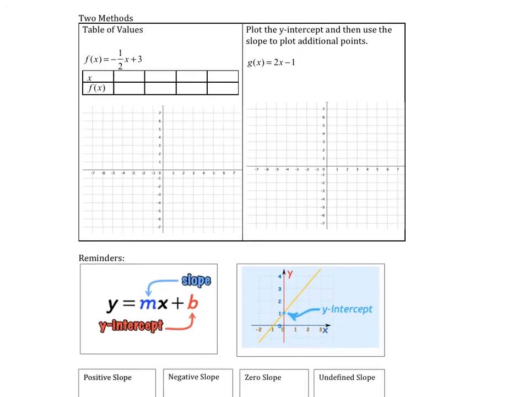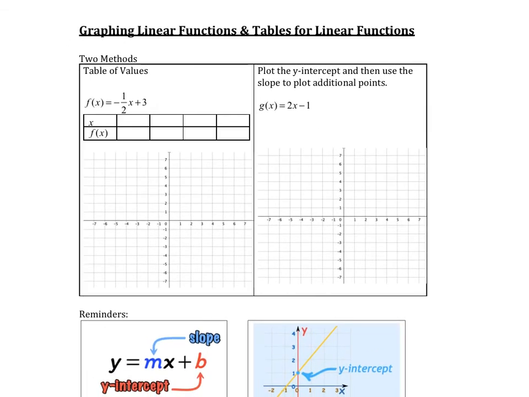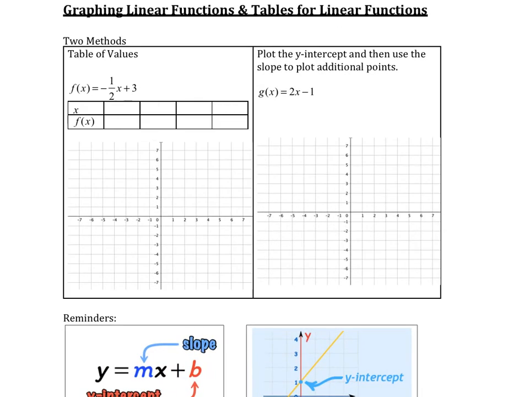So if we look at the next set of notes, it's graphing linear functions and tables for linear functions. So when we are graphing a linear function, that's also known as a line, there are a couple different ways that we can do it. The first method is by coming up with a table of values and then plotting those points and connecting the line. For a table of values, we plug in numbers for x, and we usually say -1, 0, 1, 2 are our set of values.